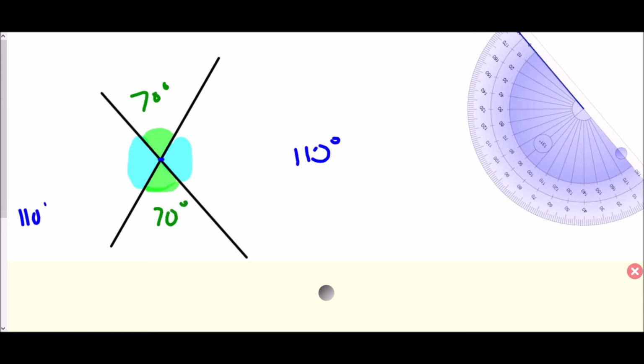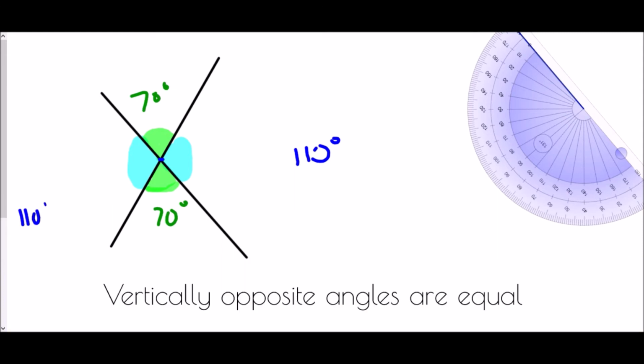And so what is that telling me? Well, it's telling me a special rule about intersecting lines. Vertically opposite angles are equal. Now, vertically opposite, the word vertical generally means up and down, so that is what we would think of here. They are vertically opposite. But the word vertically opposite also actually takes into account the blue angles as well. So if you have two lines crossing, the opposite angles are equal to each other.